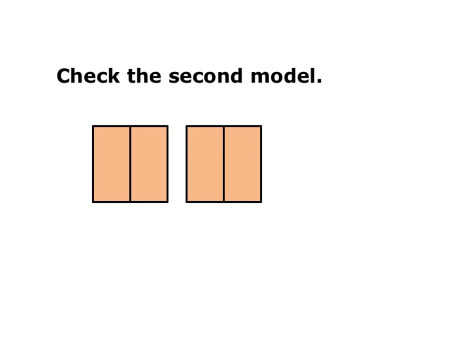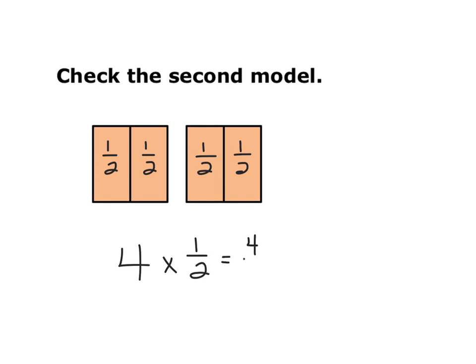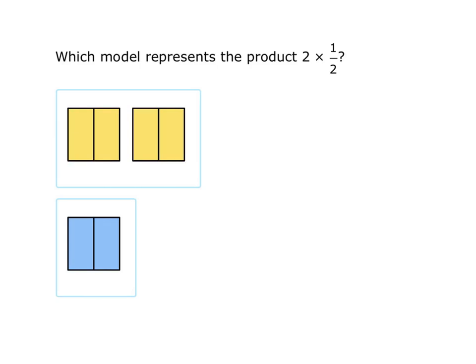Check the second model. You'll see we have 1/2 plus 1/2 plus 1/2 plus 1/2. There, we're looking at 4 halves, so 4 times 1/2 equals a total of 4 halves. You know that's improper. 4 halves can be rewritten as the number 2. So which model represents the product 2 times 1/2? Well, I need a total of 1/2 2 times. So I've got 1/2 here 1 time and another 1/2 here 2 times. So this is my choice.